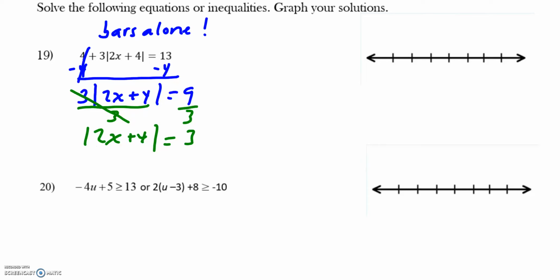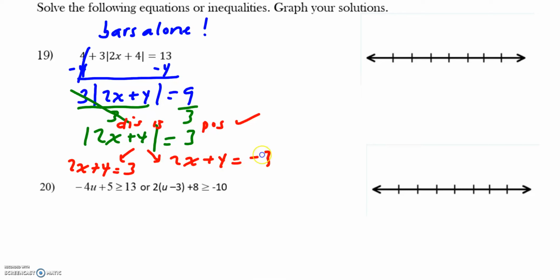Now that the bars are alone, remember that this says distance is positive. So because distance is positive, this is allowed. So we were allowed to make 2 equations based on the meaning of absolute value, that this number inside could originally start as a positive 3. So we had 2x plus 4 could have equaled 3, or the number inside the bars to get a 3 out could have been negative 3 originally. So 2x plus 4 equals negative 3.